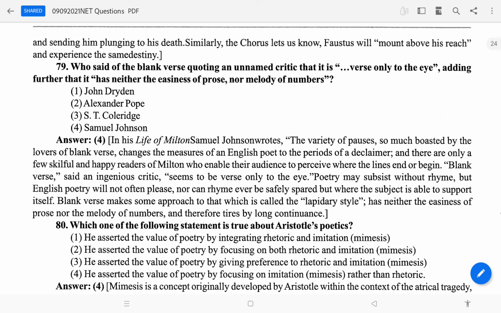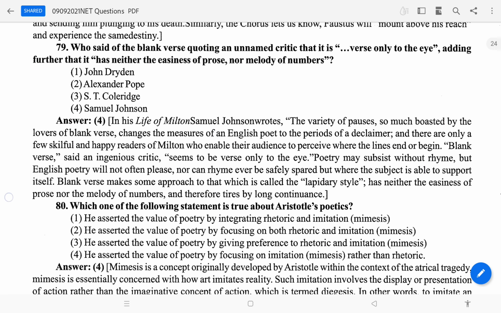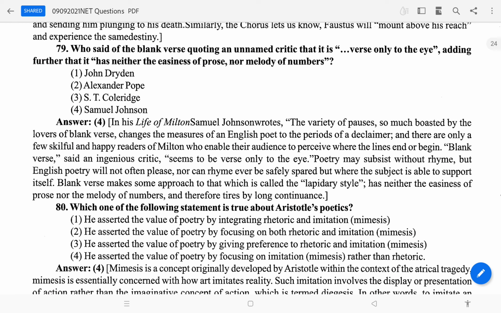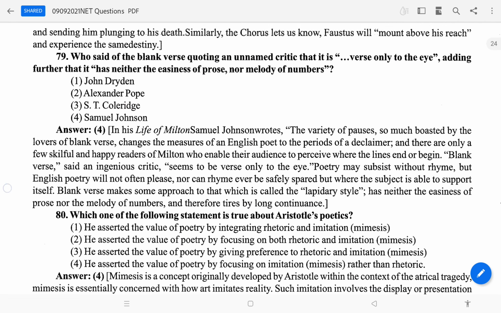In his Life of Milton, Samuel Johnson wrote that the variety of pauses, so much boasted by the lovers of blank verse, changes the measure of English poetry to the periods of declaimers, and there are only a few skillful and happy readers of Milton who enable their audience to perceive where the lines end or begin. Blank verse, said an ingenious critic, seems to be verse only to the eye. So, blank verse seems to be verse only to the eye.